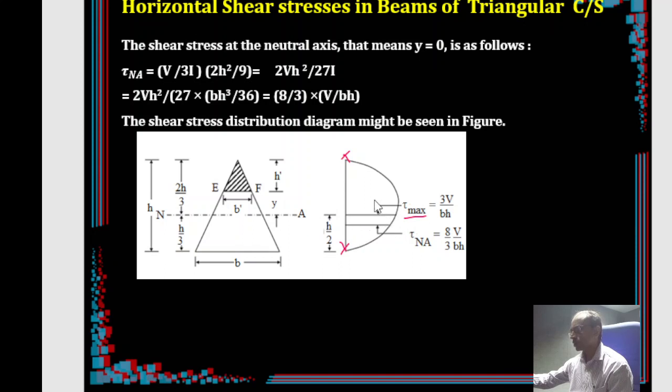Here the position was slightly displaced, but it comes somewhere here, right? H by 2 means, and then exactly at the neutral axis this value comes 8 by 3 times V by bh. Okay, so that's all. Now we can check whether you were able to plot the shear stress distribution in the rectangle and triangle section. That's it. Thank you.